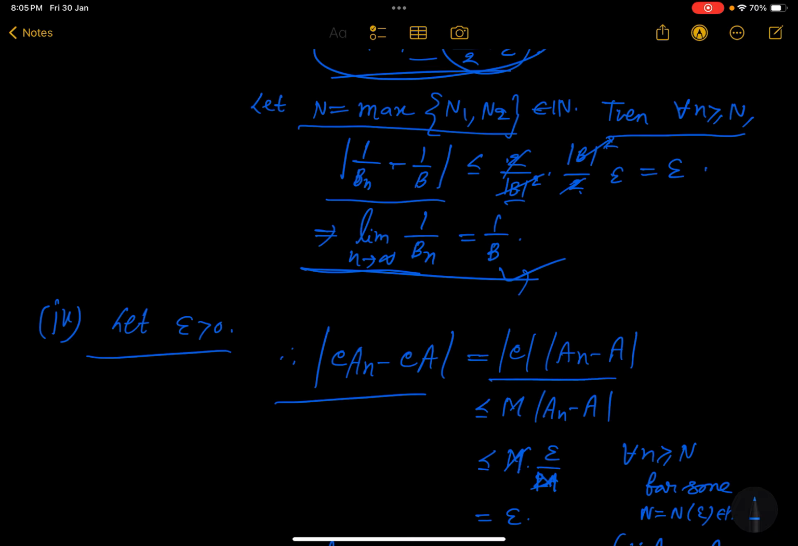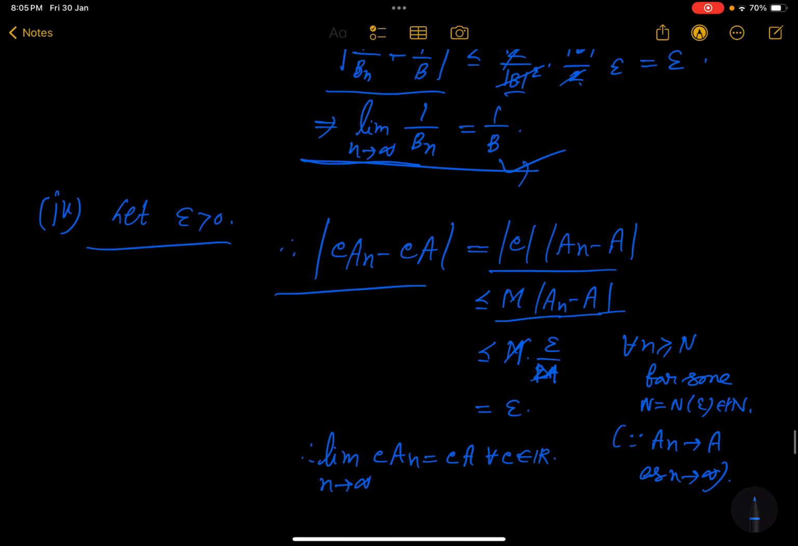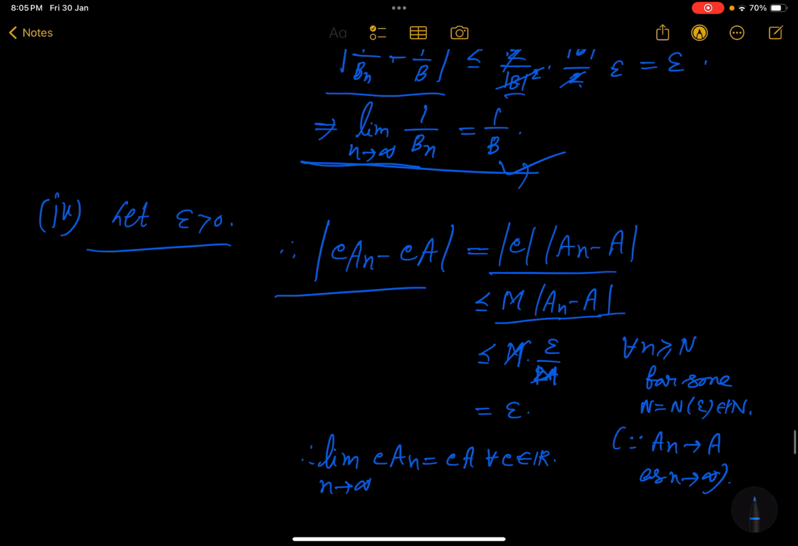Now c is always less than or equal to m for some m strictly positive, and since a_n converges to a, again we can write like this. Take any epsilon positive, we can dominate this by epsilon by m for every n bigger than or equal to capital N, where N depends on epsilon, by the definition of a limit as n goes to infinity. So apparently we get this. So this says, by the definition of a limit, the limit as n goes to infinity of c a_n equals c times a, for every real number c. Okay.